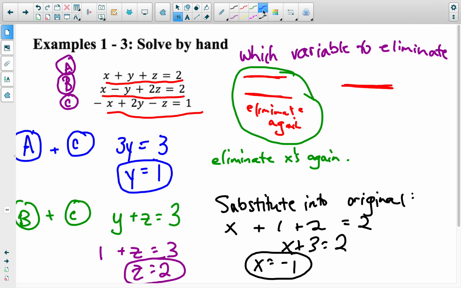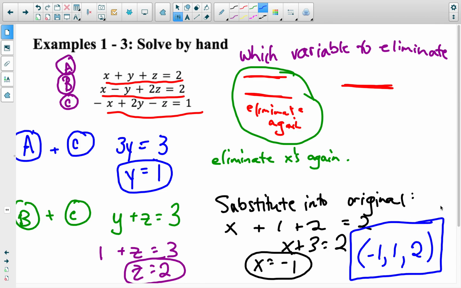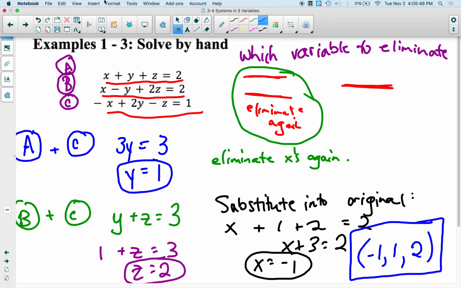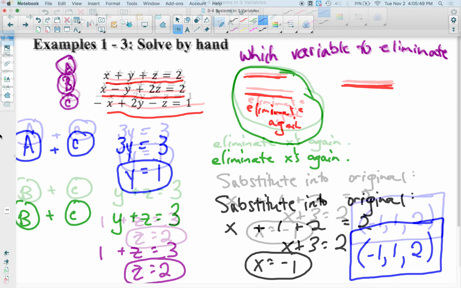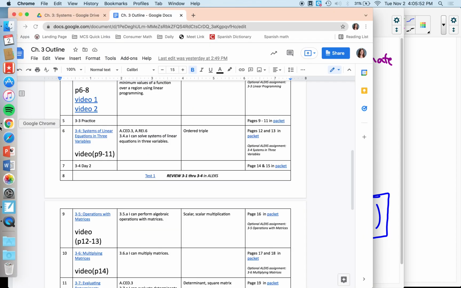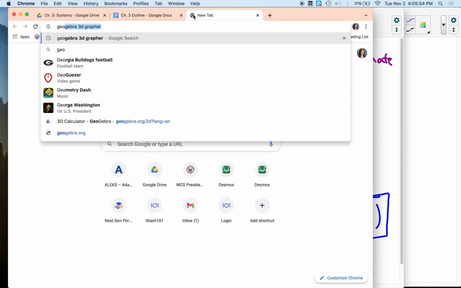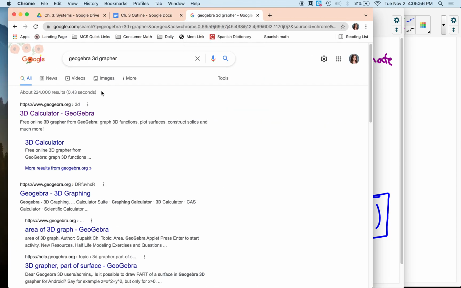To finish this out, I need to write my solution as an ordered triple: x, comma, y, comma, z. So these are our 3 planes that intersect at the point negative 1, 1, 2. Okay, and so let's see what that looks like in GeoGebra. This will be the last thing I go through in this video, and I'll start a new video for the next couple of examples.